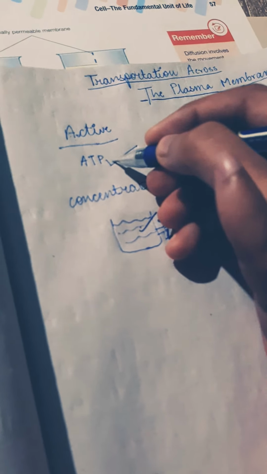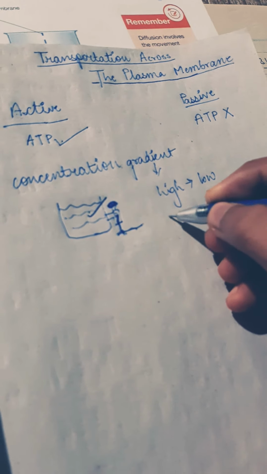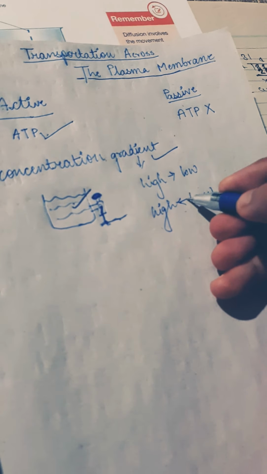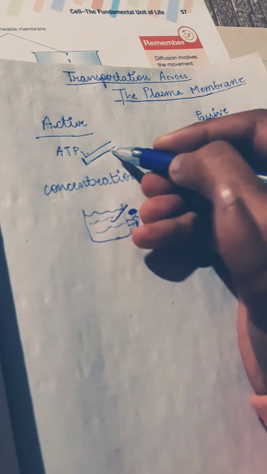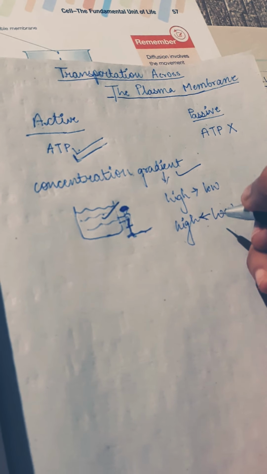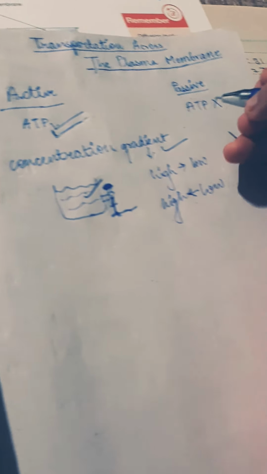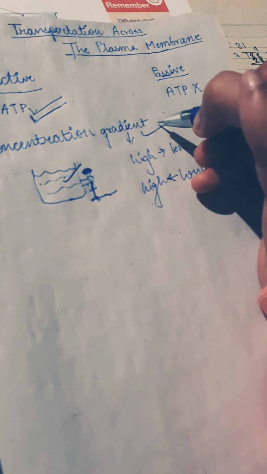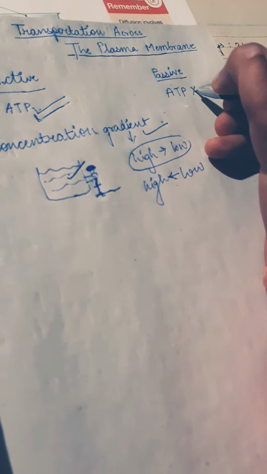But in active transport we see that certain substances move from low to high. They move opposite, against the concentration gradient. If we move against the concentration gradient, we do need ATP because ATP gives us the energy required to go against anything. Now, since in passive transport substances move with the concentration gradient, from high to low, they don't need ATP. This is the first difference.